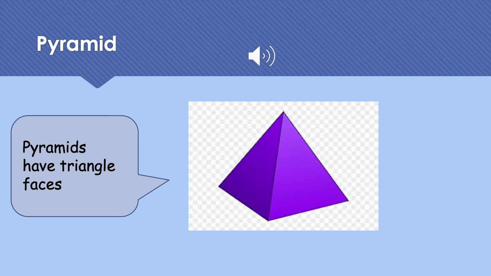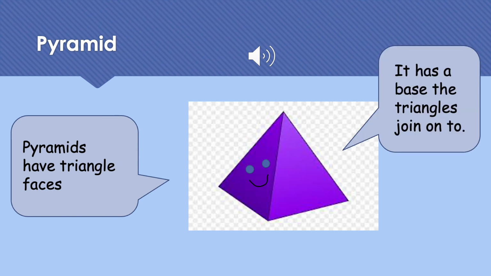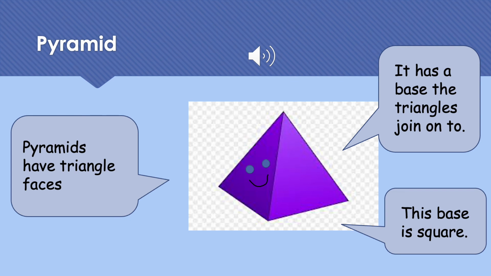The next shape we're going to look at is called a pyramid. Can you try and say that? Pyramid. Pyramids have triangle faces, and they have a base that the triangles join onto. The base on this pyramid is square, but it can be lots of different shapes.